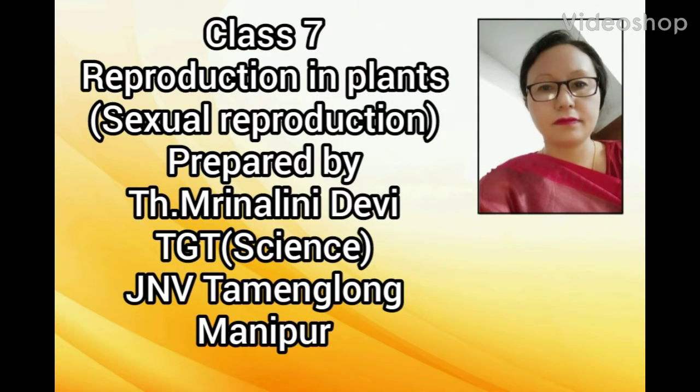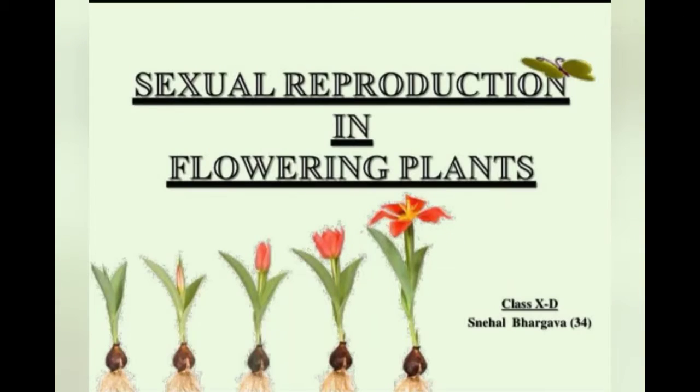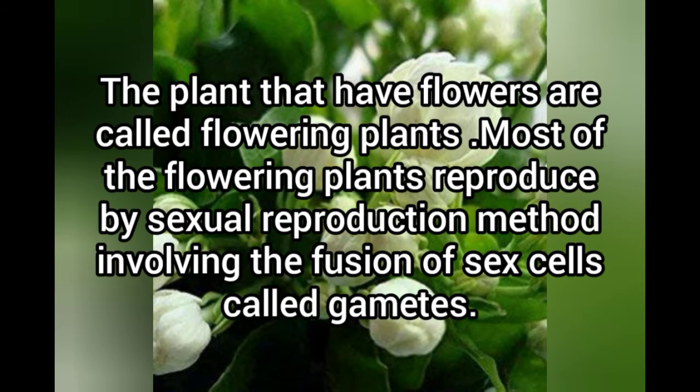Let's discuss reproduction in plants. Sexual reproduction in flowering plants. The plants that have flowers are called flowering plants. Most of the flowering plants reproduce by the sexual reproduction method, involving the fusion of sex cells called gametes.